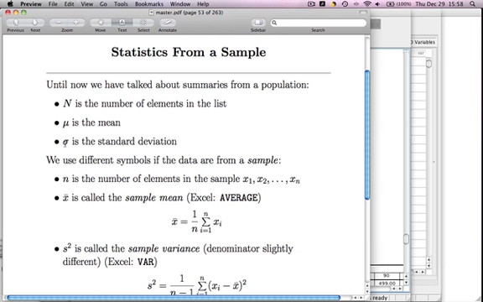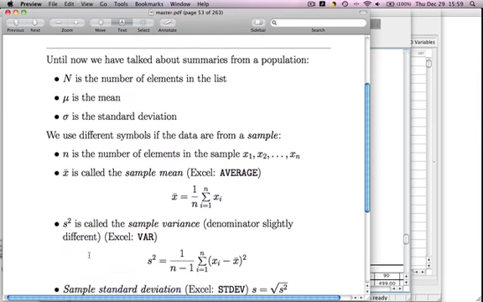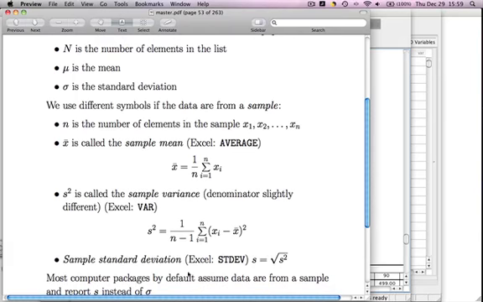In real life, we don't tend to have censuses, so therefore we don't know mu and sigma. Instead, we're going to be using data from a sample. Whenever we have data from a sample, we're going to use slightly different notation. So little n is going to be reserved for the number of elements in our sample. X bar will refer to the sample mean. And S squared is going to be the sample variance. The square root of that, S, will be the sample standard deviation.